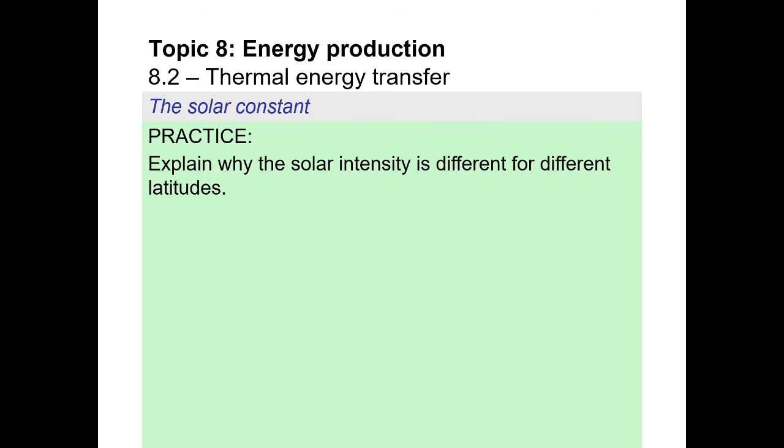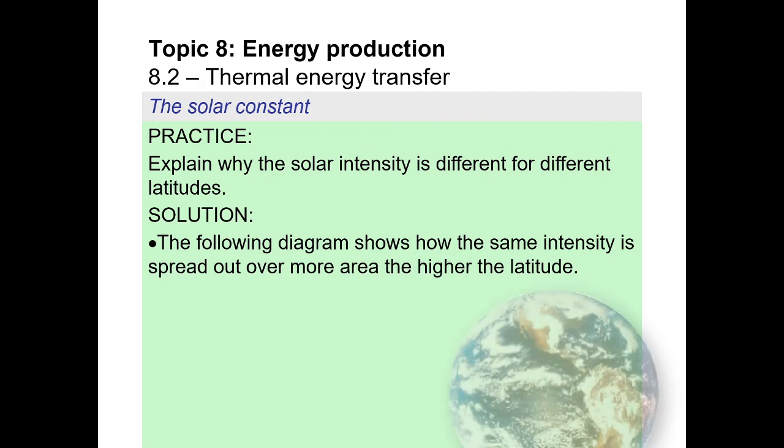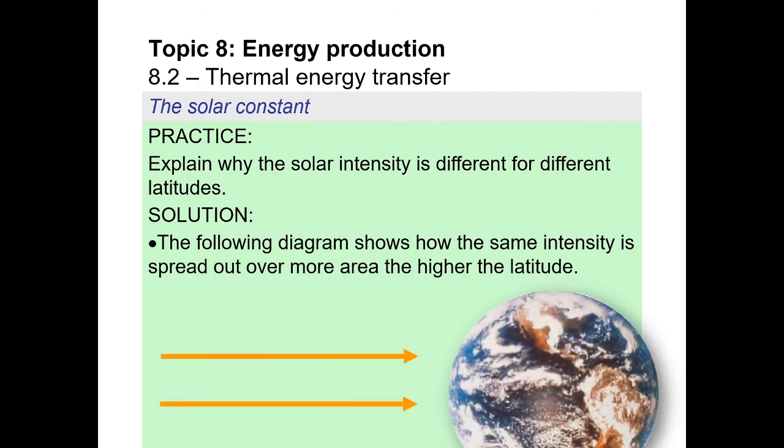All right, explain why the solar intensity is different for different latitudes. Again, this question should look familiar. We already looked at this in the previous section. Depending on what latitude you're at, that intensity of the sun is still 1380 watts per square meter, but it depends how many square meters that intensity, that power, is getting spread over.